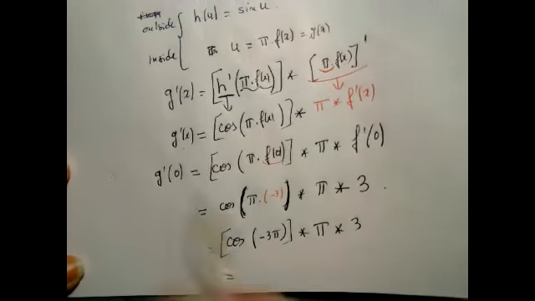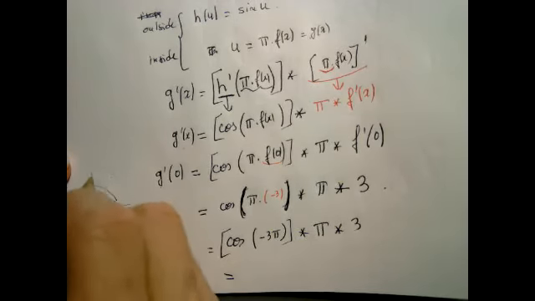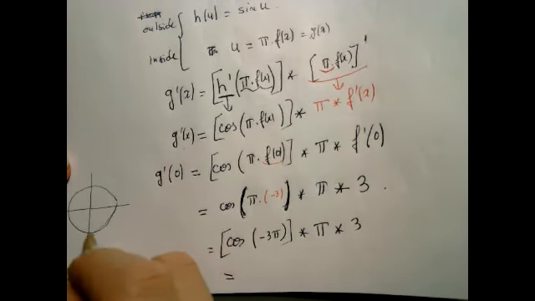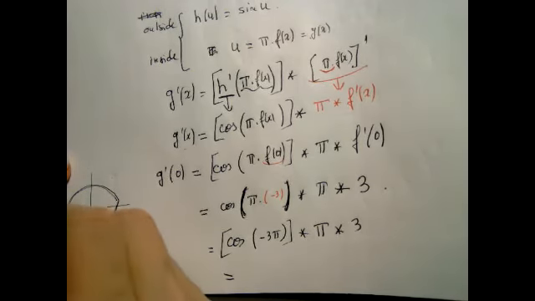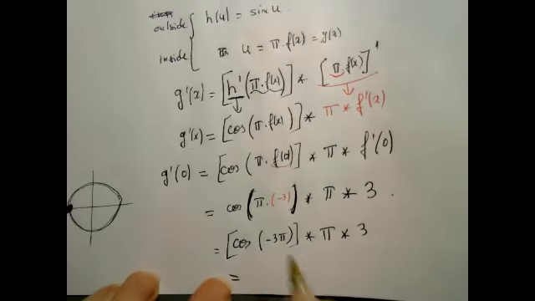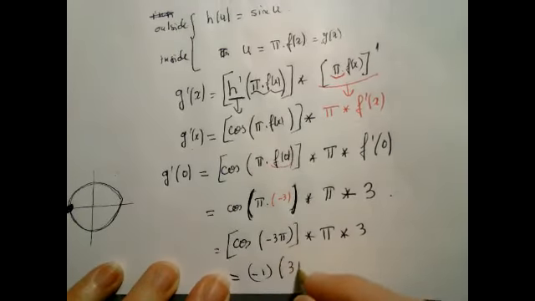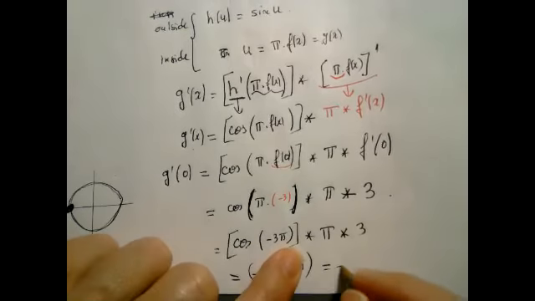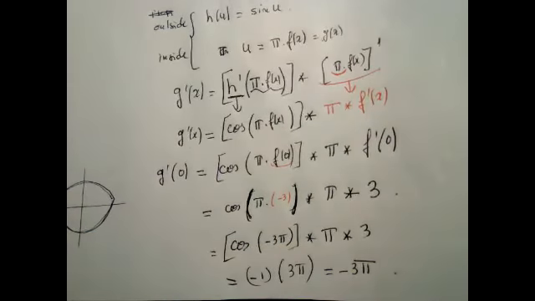It's absolutely -1. You can go on your unit circle if you want. What is minus 3 pi? That's minus pi, minus 2 pi, minus 3 pi, we write here. And the cosine is the x coordinate. So this is -1 times 3 pi, which is minus 3 pi. And that's the answer to the problem, okay?